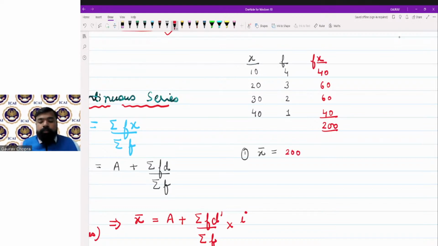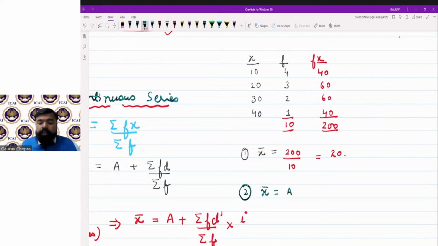So x bar equal to sigma fx upon sigma f. That is the total of frequency we have to write in denominator. So 200 upon 10 is how much? 20. So we have calculated arithmetic mean using direct method. All right. Now, second also we can try. The second method is shortcut method.